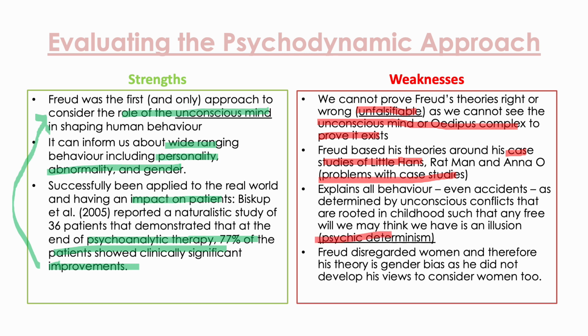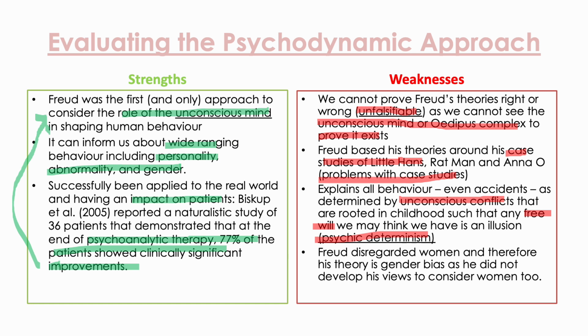The issue of psychic determinism, that it relies on the unconscious mind and that is everything that creates your behaviour. So it ignores the fact that we do have free will, or that we have biological things such as hormones and different parts of the brain that can cause and affect behaviour.